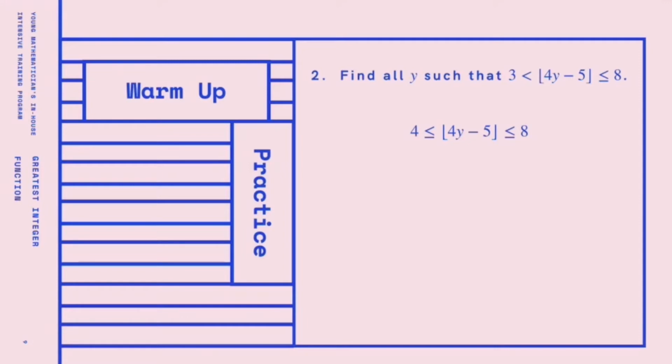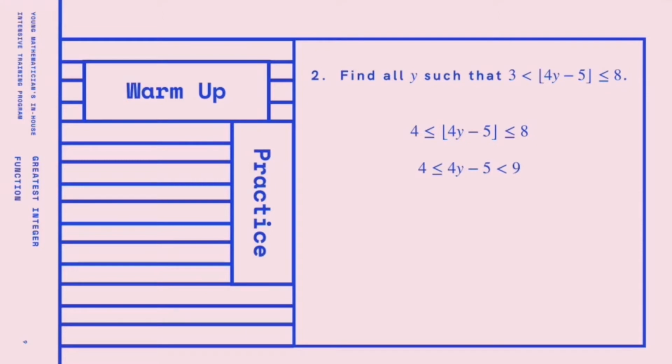Now, the expression 4y minus 5 must be at least 4, but less than the greatest integer function plus 1. That is, 4y minus 5 is greater than or equal to 4, but less than 9. Now we have an inequality in terms of y, and we can now solve for y.